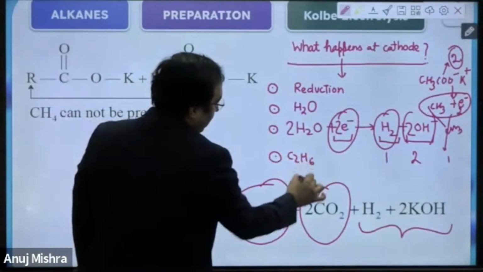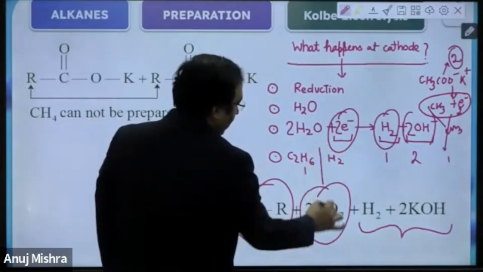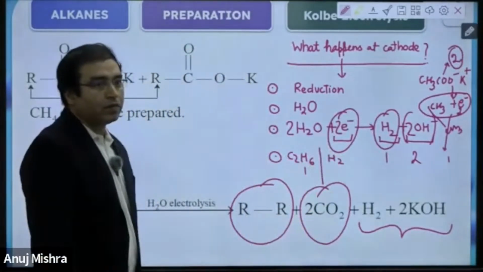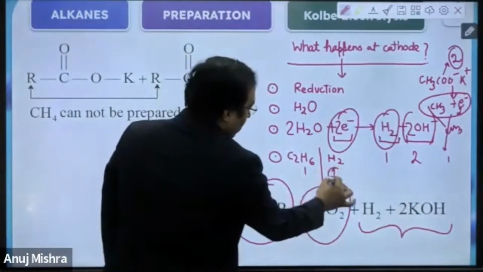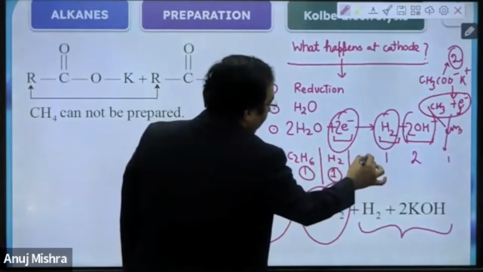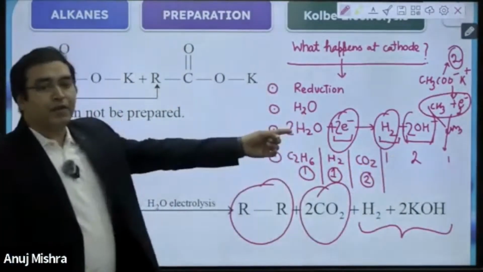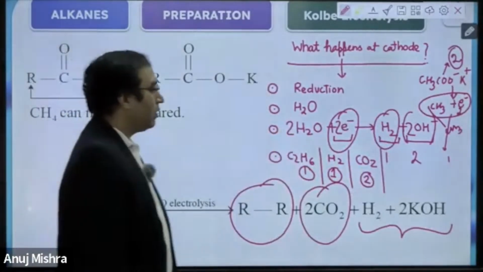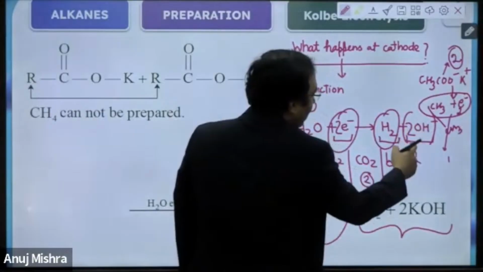Ethane 1 unit. Hydrogen will be how much? बताइए, खुद बताइए आप. Hydrogen will be how much? 1 unit. Very good. Carbon dioxide will be how many unit? अभी किया थोड़े पहले आपने. 2 units. And OH minus कितना बन के आएगा? How much OH minus will form? 2 units. Very good. And remember, this OH minus will go with KOH.